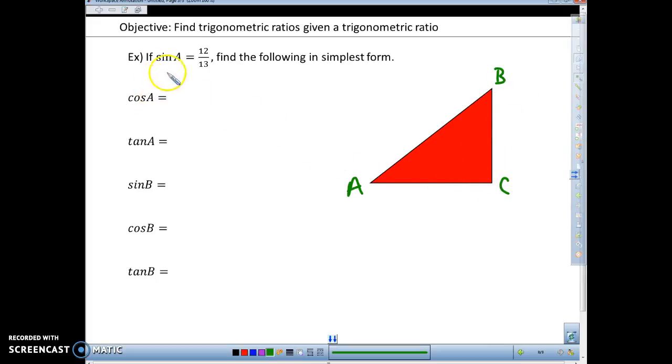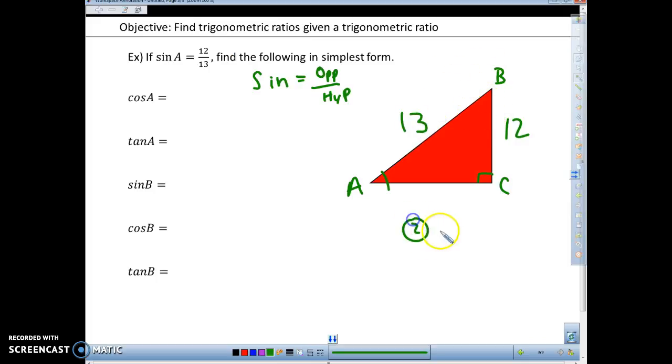Notice we're asked to find the trig ratios of angles A and B. So C has to be our right angle. These two are going to be our acute angles. They say sine of A is 12 over 13. Well, remember that sine is opposite over hypotenuse. So if I want to fill this triangle in, the opposite side is 12 and the hypotenuse is 13. So that's step 1.